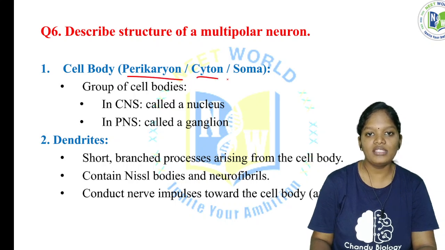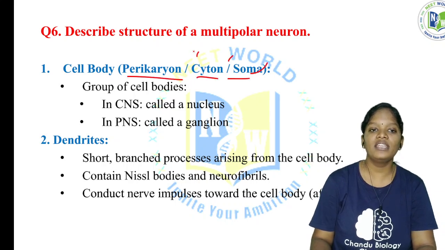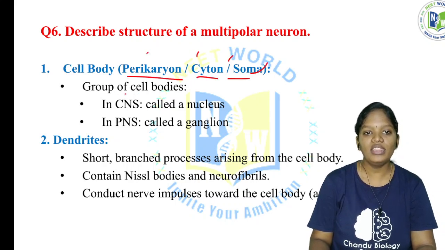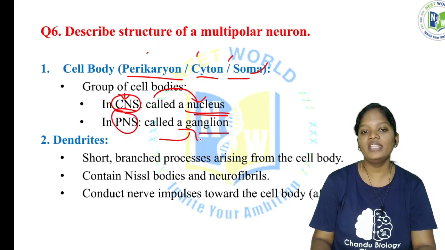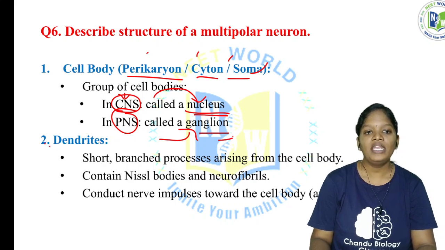The cell body is called the perikaryon, cyton, and soma; these are other names for the cell body. In the central nervous system we call it a nucleus, and in the peripheral nervous system we call it a ganglion. But everything is a cell body. Dendrites.